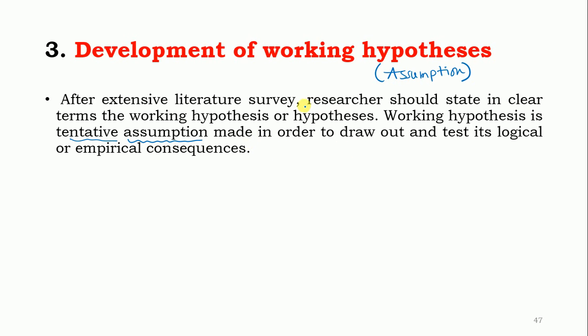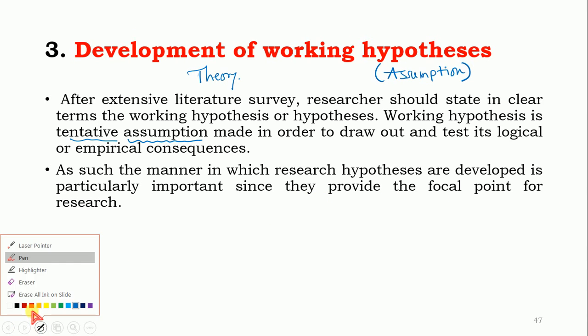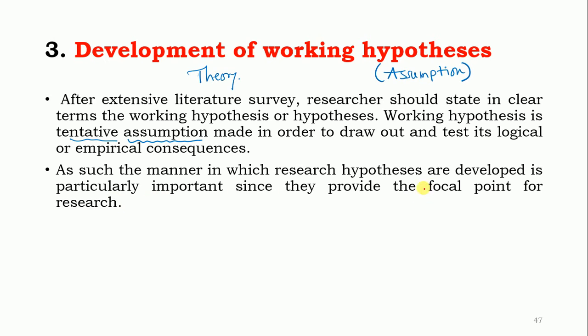So on the basis of whatever literature review you have done and the theory knowledge which we have, you are going to make some statement. You are going to assume that this thing will happen at the end of your research, and that's what is called a hypothesis. As such, the manner in which research hypotheses are developed is practically important, since they provide a focal point for research. This hypothesis, acting as a focal point for the research, keeps you on path, or it avoids a diversion of path also. So that's why you should select the hypothesis in a proper way.